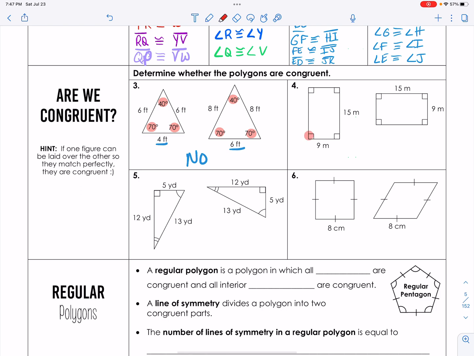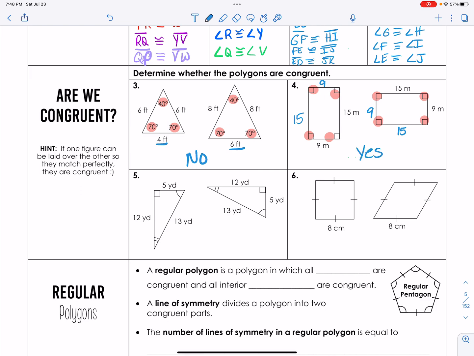So if I look at my angles, though, that stands for 90 degrees. So that's saying all of them are congruent, which means it is a rectangle. So if this is 9, this is 9, and this is 15, if they're all right, it is a rectangle. That's what the definition of a rectangle is, 4 right angles. So this is yes. Okay.